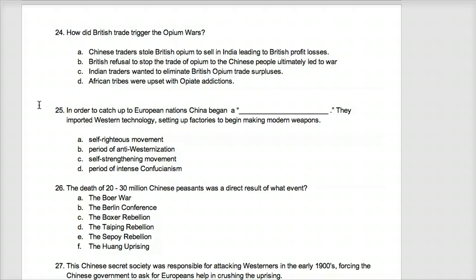25. In order to catch up to European nations, China began a blank. They imported Western technologies, setting up factories to begin making modern weapons. A. Self-righteous movement. B. Period of anti-Westernization. C. Self-strengthening movement. Or D. Period of intense Confucianism.